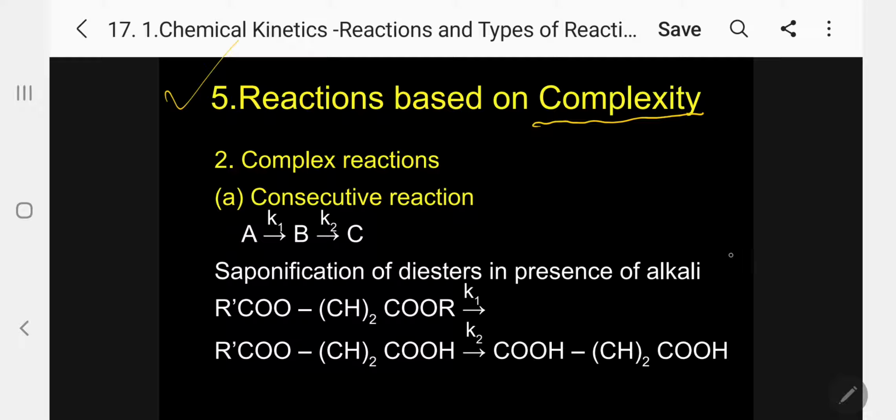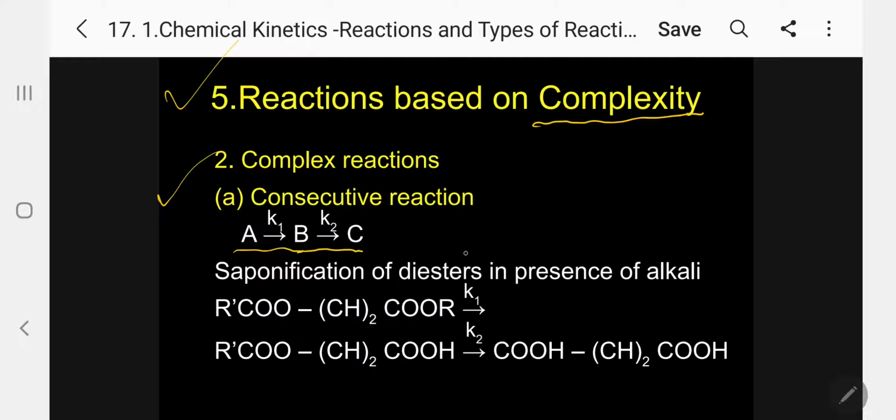That is, reaction based on complexity. This is from our chemical kinetics point of view, interesting. Based on complex reactions, the first type is consecutive reactions. That is, reactant A is converted to B with rate constant K1, and B is converted to C with rate constant K2.